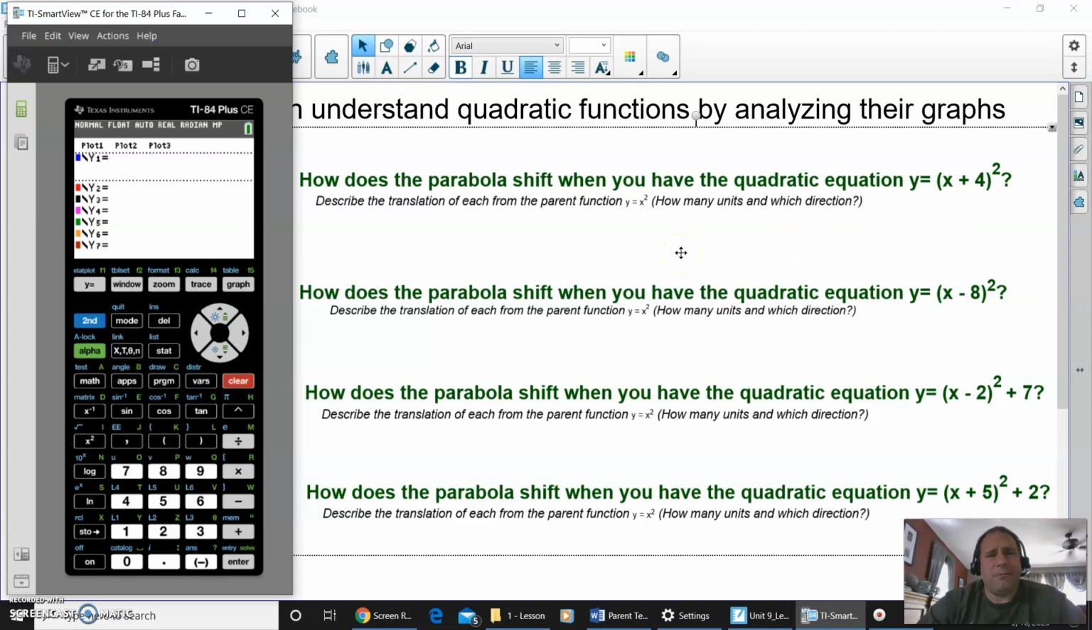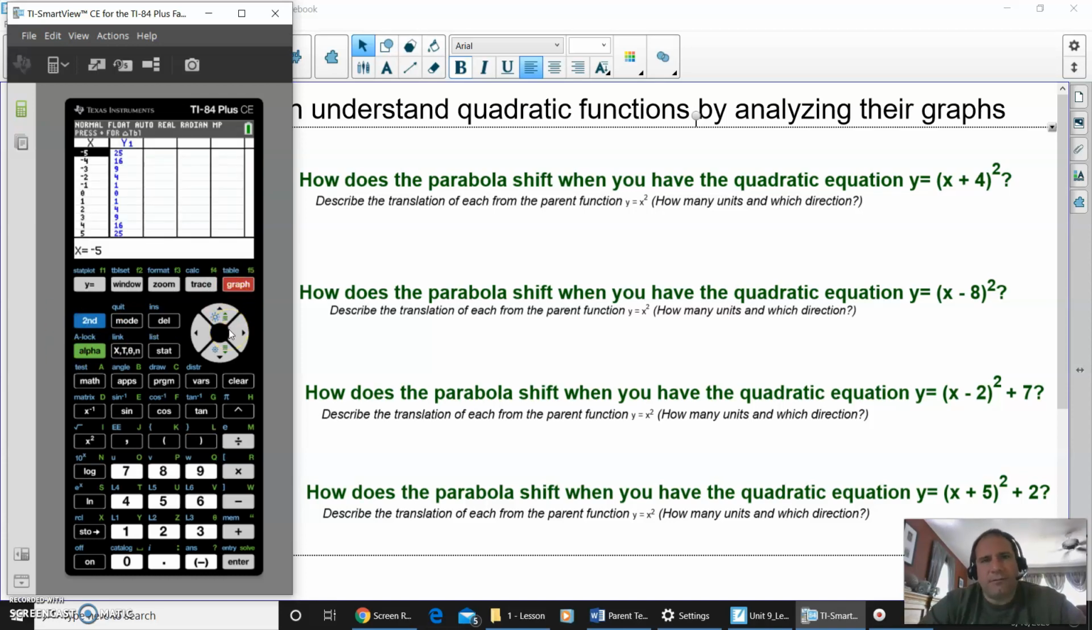So the first thing I want to tell you is that the parent function of y equals x squared is what you are going to compare all of these quadratic functions to. So right now, you press y equals on your calculator, and you are going to graph x squared. Once you graph x squared, go ahead and press that graph button and you will see the parent function. If you press second function and table, you will see the coordinates for the parent function. Very important to have that.